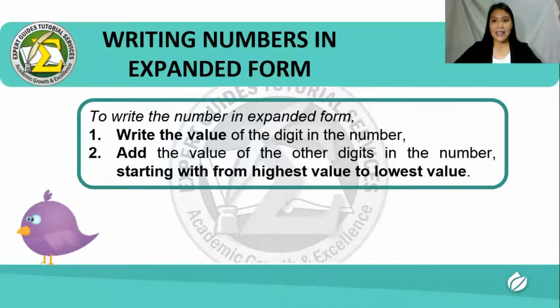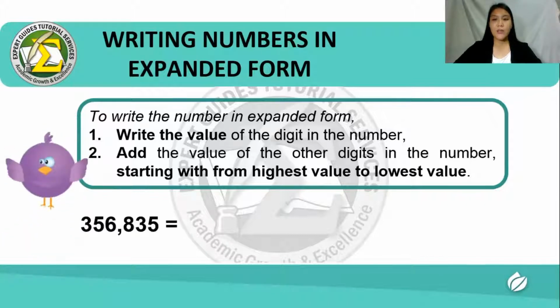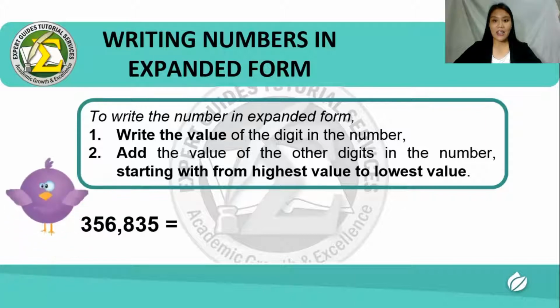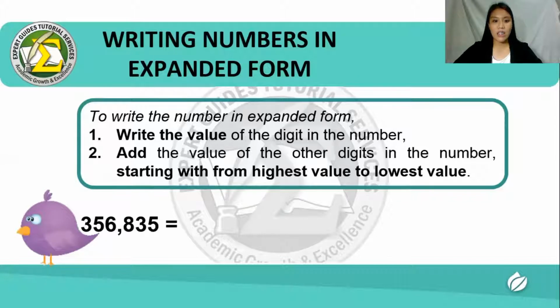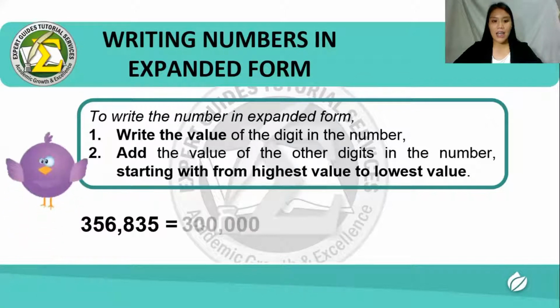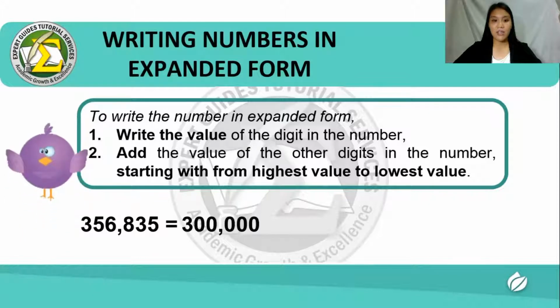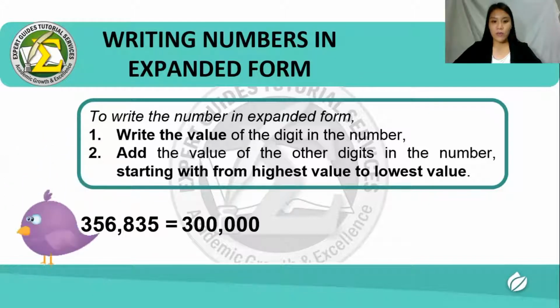So to understand this, let's have this number. Remember to always start from the highest value to the lowest value. In this number, we have 3 in the 100,000 place value, which is the highest. So we write the value of the digit in the number. 3 in the 100,000 will be written as 300,000. So we need to add the value of the other digits. Next we have 5 in the 10,000 place value, so we will write plus 50,000.